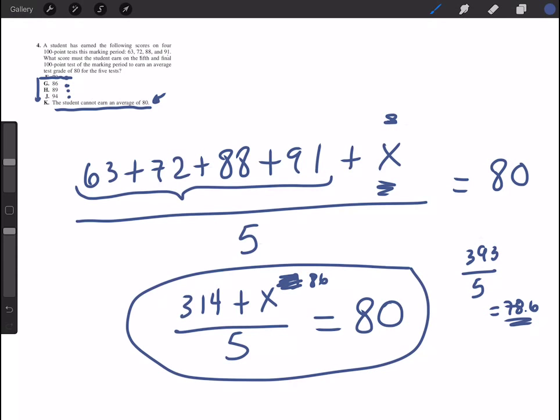We then change that and use 86 and see what happens. So we do 314 plus 86, and that gives us 400. And then when we divide 400 by 5, we get 80, which is the average we wanted. So we know that 86 is a correct choice. And so G, 86 is correct. If 86 had not worked, then you would move on to H, and then you would move on to J. And then if none of those values work, then you would obviously pick K.